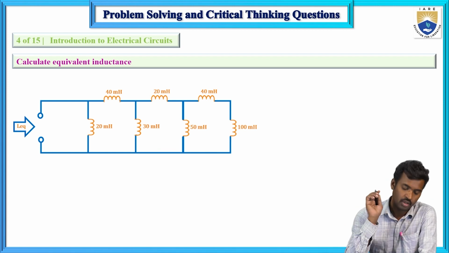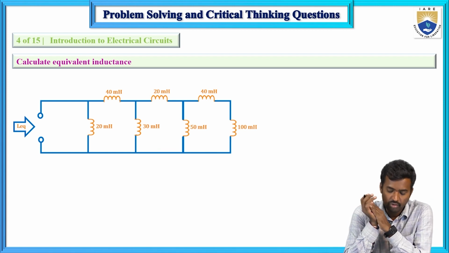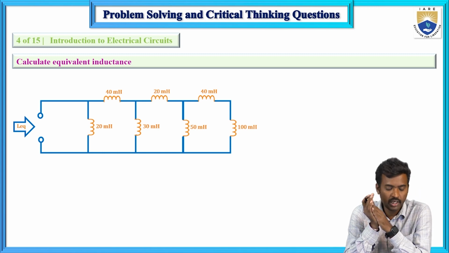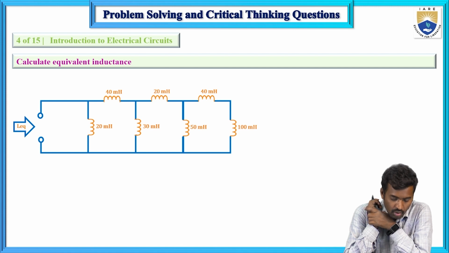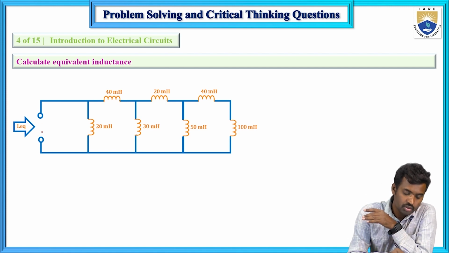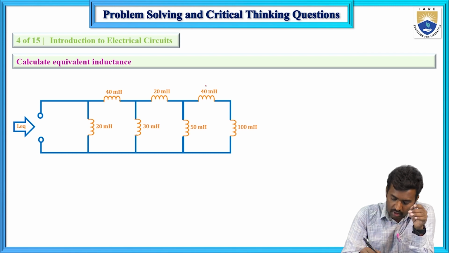Now the fourth question: calculate the equivalent inductance. This is important. Here we have 40, 20, 40, 20, 30, 50 and 100 millihenries. Inductance units are in henries. Now across this source terminal, determine the equivalent inductance. Here in this, these two are connected in series.